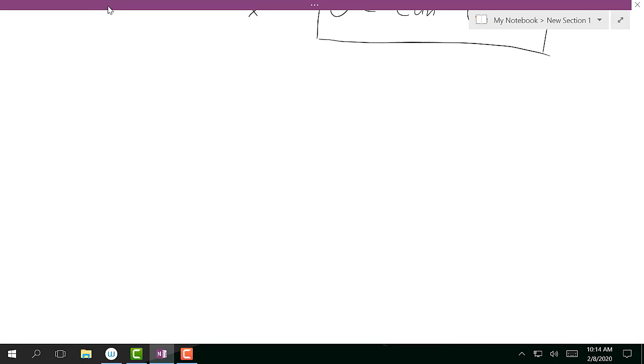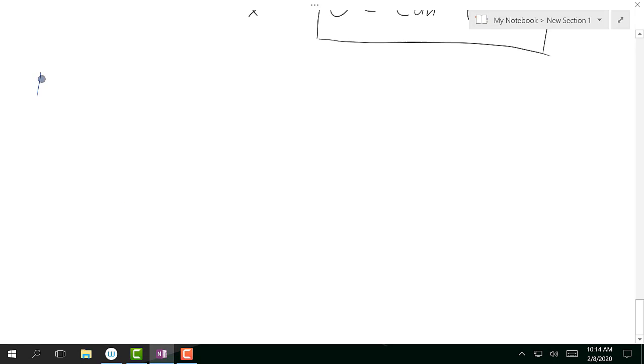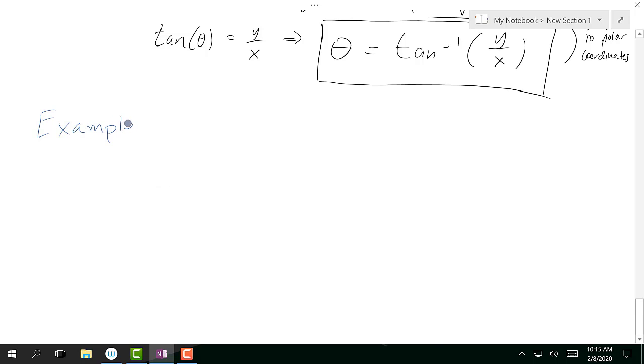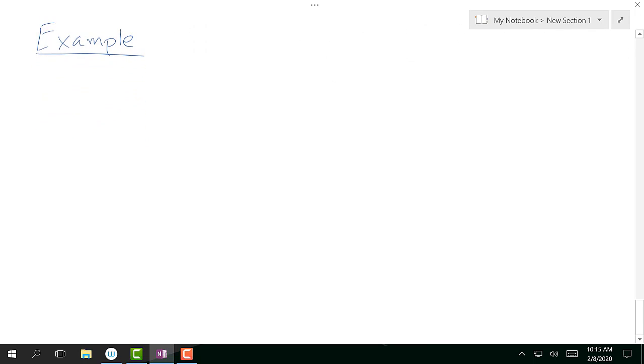All right, so we're going to do one last example, and then we'll stop here for today, just to practice what we just learned. So in part A, we're going to convert negative 2, 2 pi over 3 into rectangular, sometimes read as Cartesian coordinates.